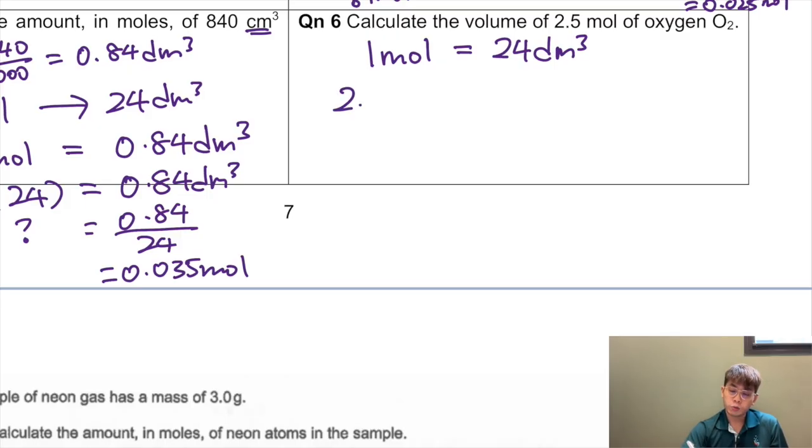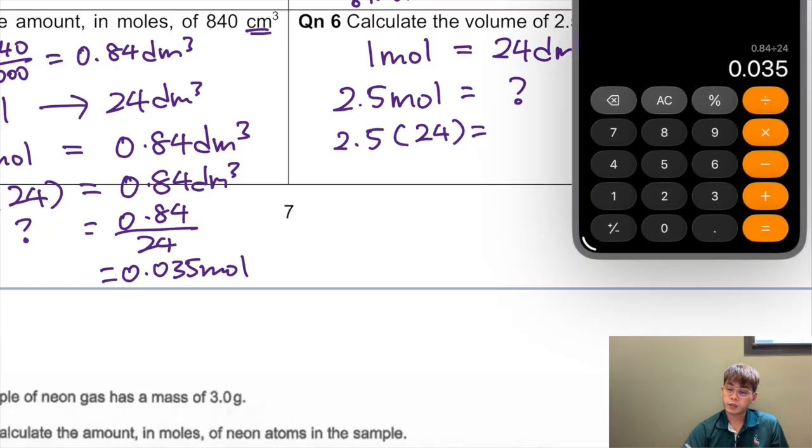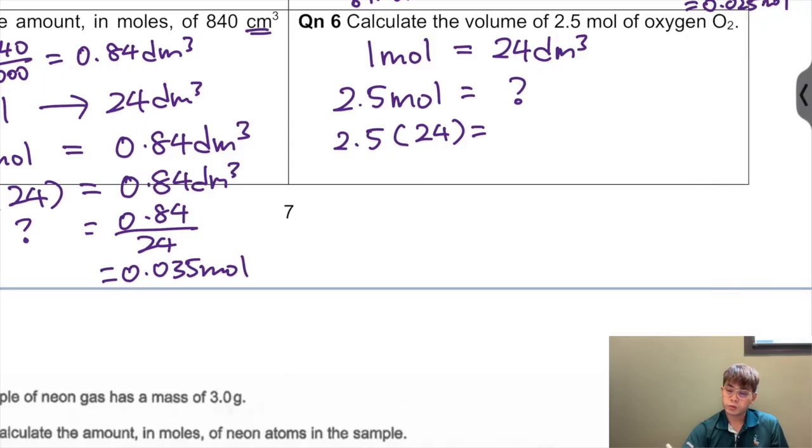So now I want to find 2.5 mole. So I change the word mole, right? And then I want to find volume, so question mark here. I want to find the question mark. So now 2.5, change the mole to 24, equals, let's use a calculator, 2.5 times 24, 60. So it equals 60 dm cube. So always look where the question mark is and then do the substitution.